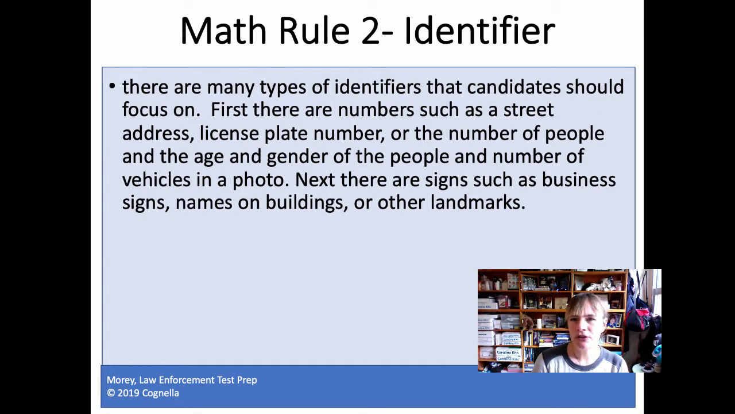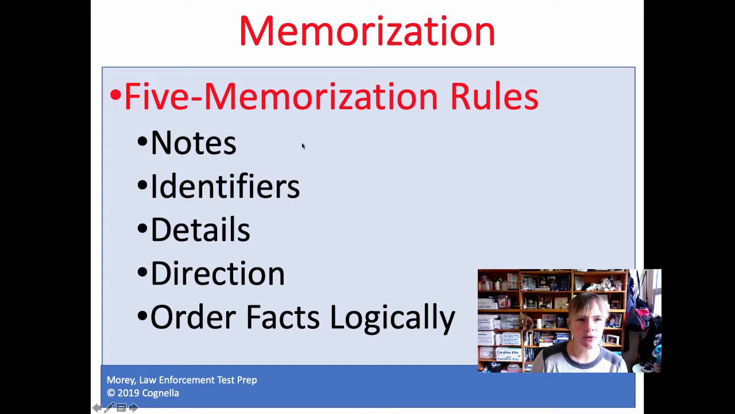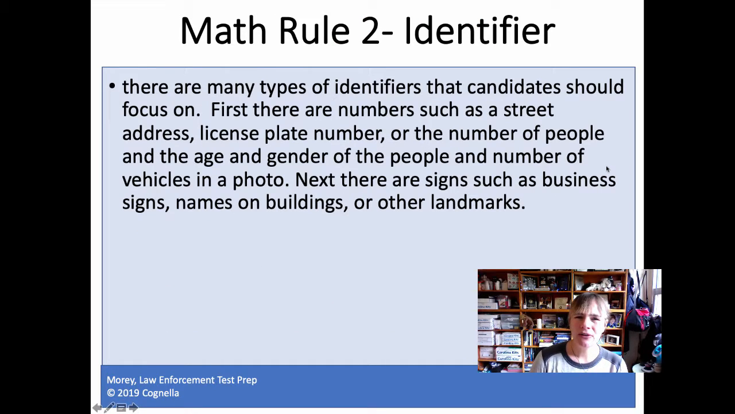All right, rule 2, identifier. Going back here again, we're on the second one of the 5 memorization rules. There are many types of identifiers, such as a street address, license plate number, the number of people, age, gender, or number of vehicles in a photo. There's signs, business signs, buildings. You can kind of tell a story in your head. That's how we really remember.